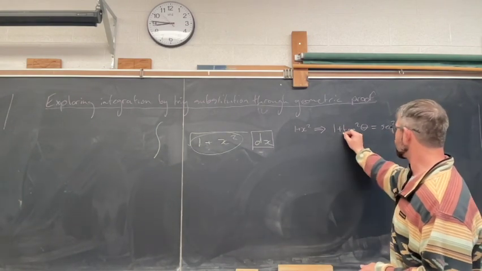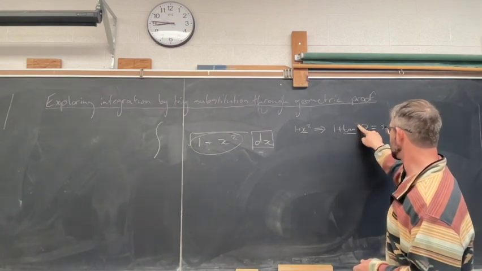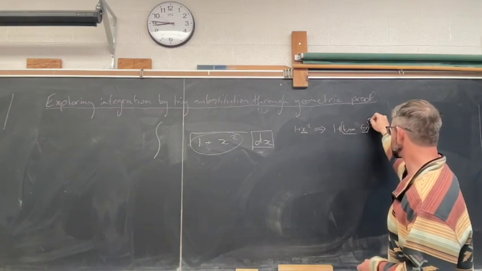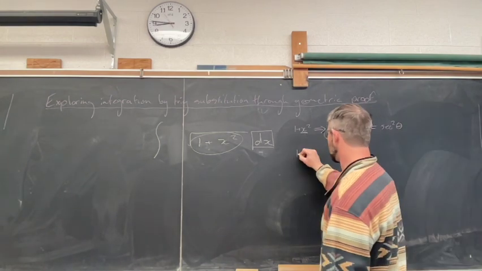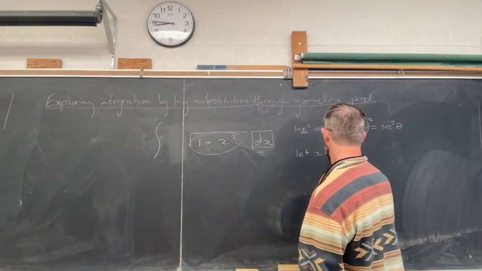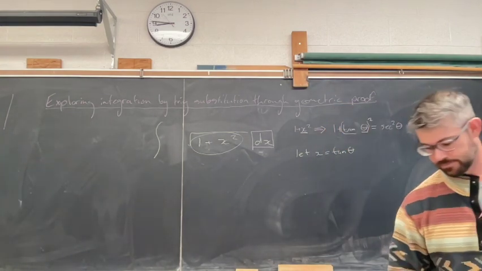Now, that means that I'm going to have to replace this x with tangent of theta. Remember, this square goes to the outside. So that's how I find my substitution. I'm going to let x equal tangent of theta.